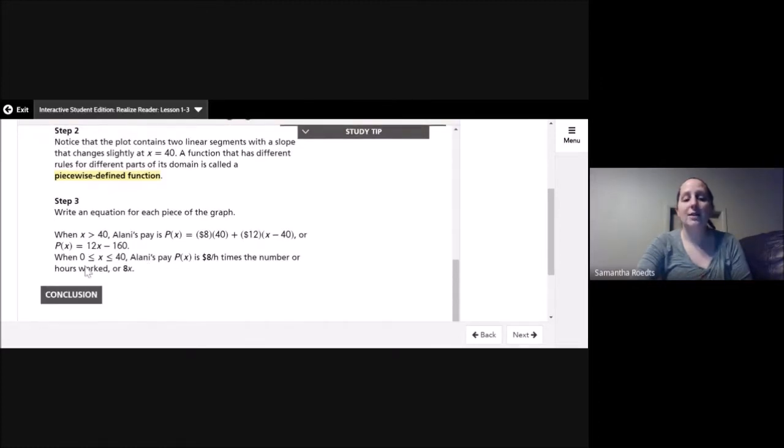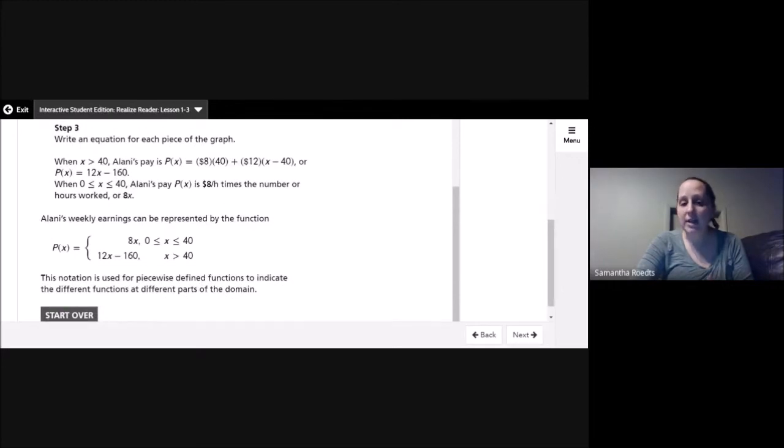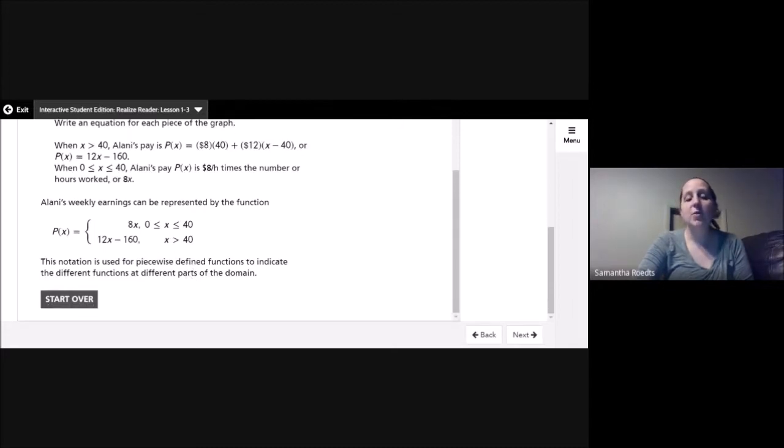So when 0 is less than or equal to x is less than or equal to 40, Alani's pay, p of x, is $8 per hour times the number of hours she worked, or 8x. So Alani's weekly earnings can be represented by the function p of x equals 8x when 0 is less than or equal to x less than or equal to 40, and 12x minus 160 when x is greater than 40. This notation is used for piecewise defined functions to indicate the different functions at different parts of the domain.